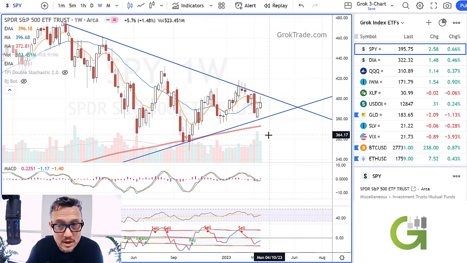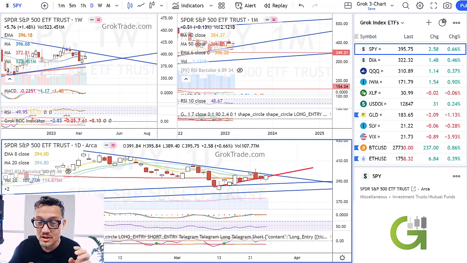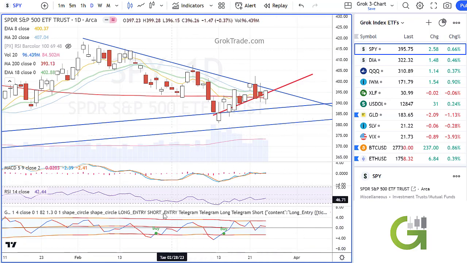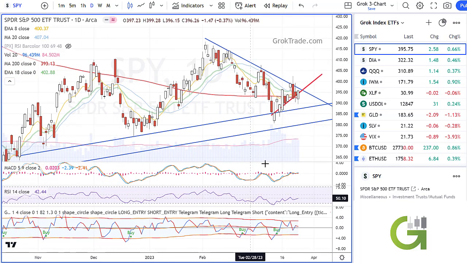So there's the weekly. So now I want to go to the daily. This is where we really get honed in to what's going on. So if you look at the daily, what do we see at 25,000 foot level? A big symmetrical triangle. We hit the floor, we hit the floor, we hit the floor, we hit the ceiling, ceiling, ceiling, then we hit the floor, and then we hit the ceiling, and that's where we're at.